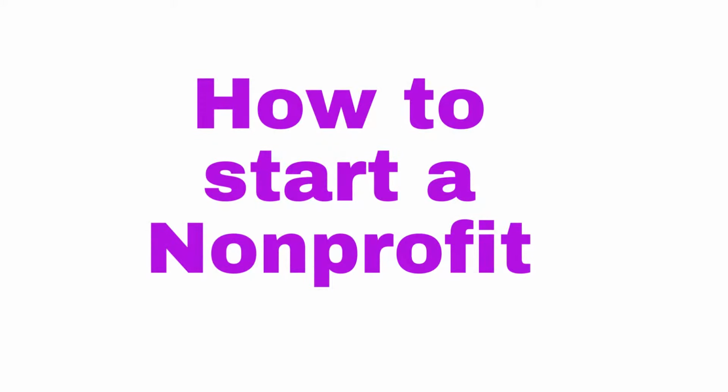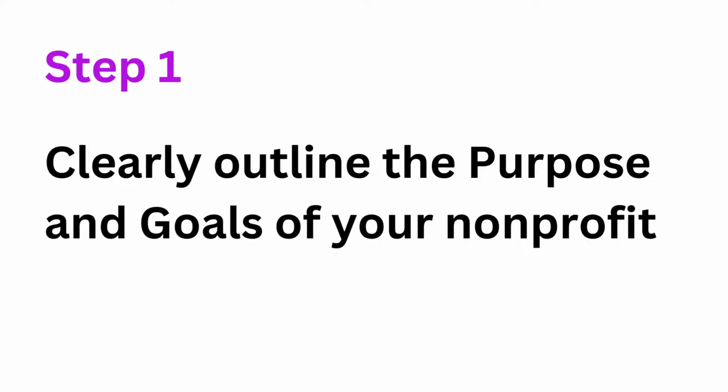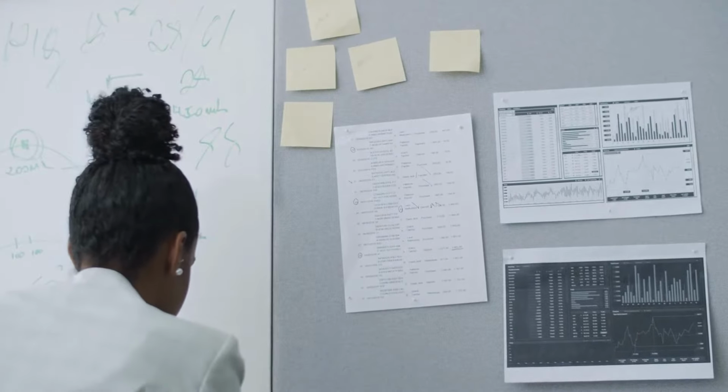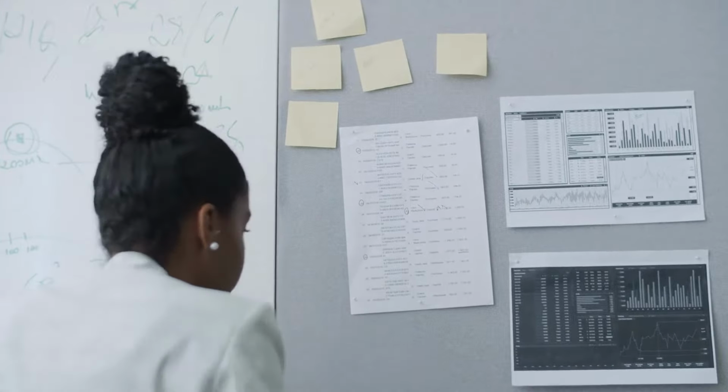The steps you will need to start your nonprofit organization. Step 1. Your first step is to clearly outline the purpose and goals of your nonprofit. What community problem are you focused on? Or what service will your organization provide?